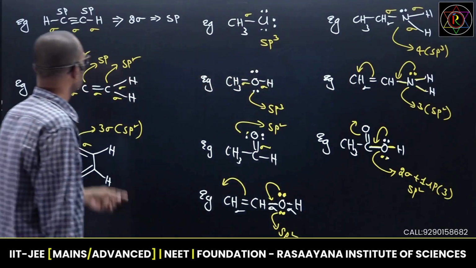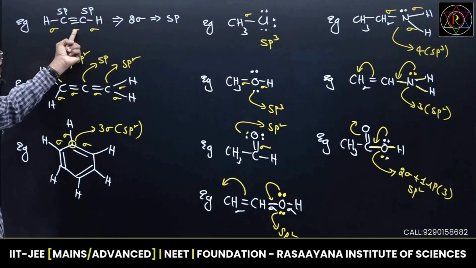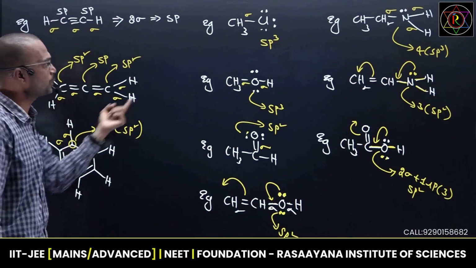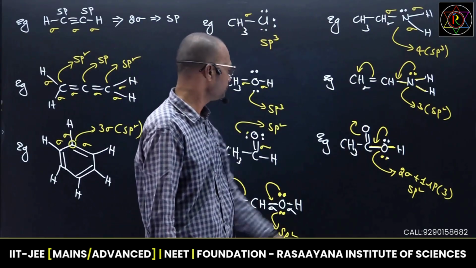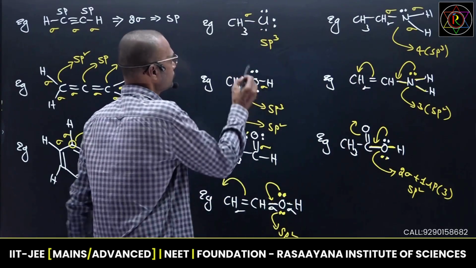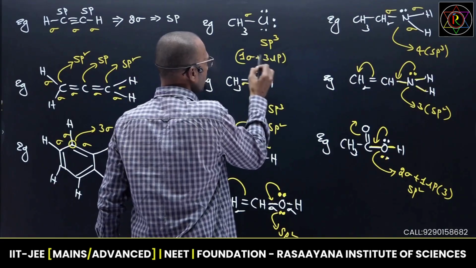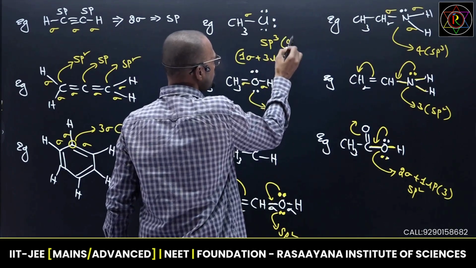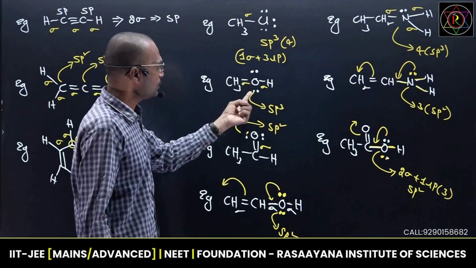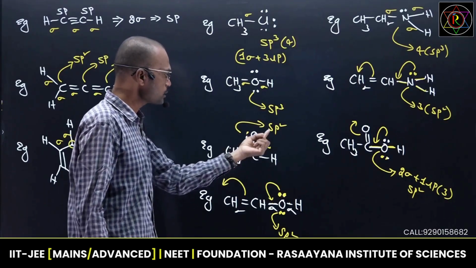Next, if you consider a triple bond, it is sp: around this carbon 2 sigma bonds are present, sp. Around this carbon 3 sigma. Benzene carbon is sp2, and from here onwards be careful. This chlorine carries 1 sigma, 3 lone pairs. 1 sigma bond plus 3 lone pairs are present. That's why the number is 4, sp3. Same for oxygen, 2 lone pair, 2 sigma, sp3. Here 2 lone pair, 1 sigma, sp2.